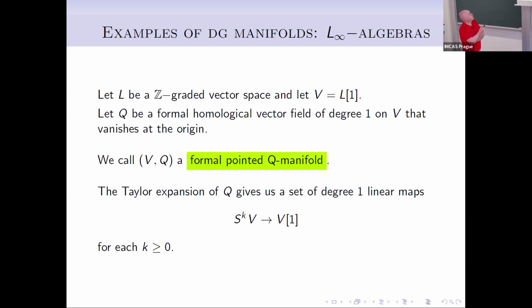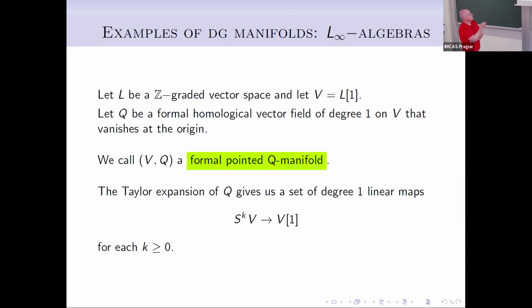So if L is a Z-graded vector space, we can construct the shift by one, and then view this as a formal manifold with zero, a formal pointed manifold. And if Q is a formal homological vector field which vanishes at zero, then we call this a formal pointed Q manifold, and those structures are in one-to-one correspondence with L infinity brackets. And then the Taylor expansion of Q gives precisely the brackets.